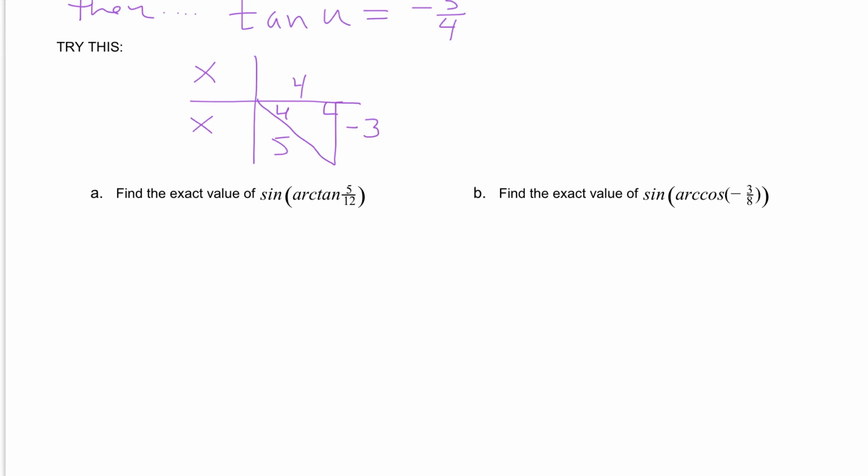If you did letter A correctly, you should have gotten an answer of 5 over 13. And if you did letter B correctly, you should have gotten an answer of the square root of 55 over 8. If you have questions on either one, let me know.